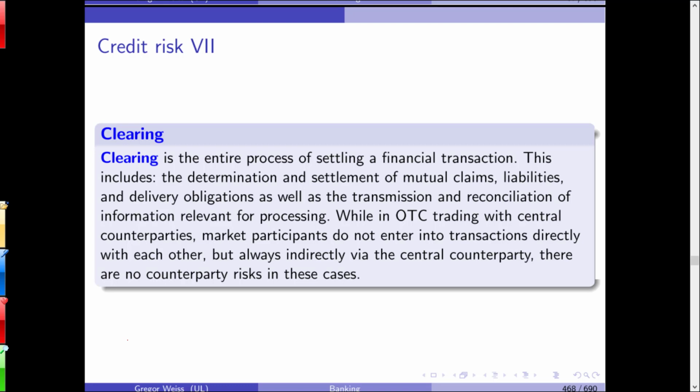Clearing is the entire process of settling a financial transaction. This includes determination and settlement of mutual claims, liabilities, delivery obligations, as well as the transmission and reconciliation of information relevant for processing. And this is done on an exchange, for example.